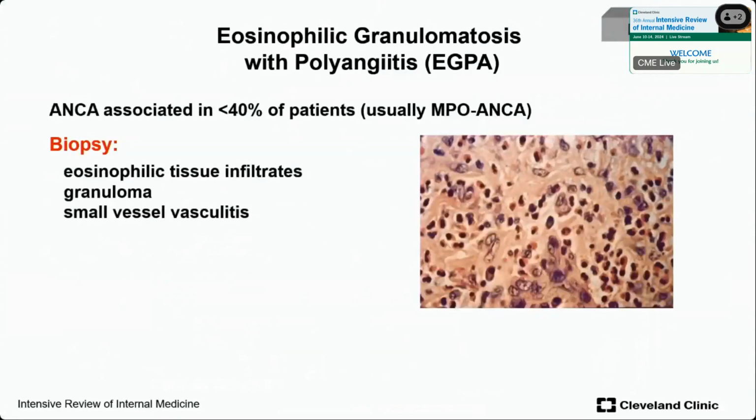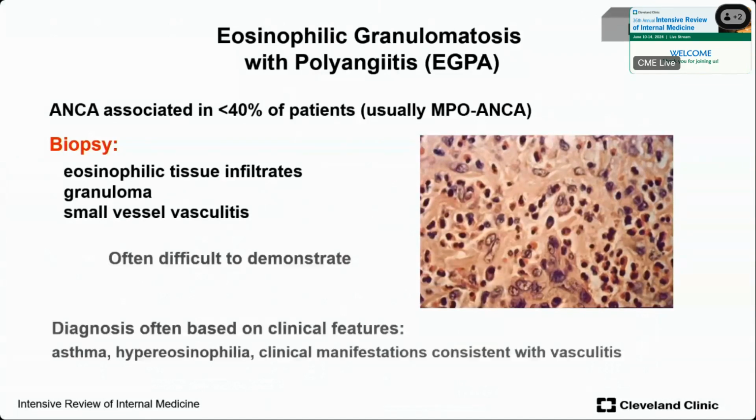Now, although this is considered within the family of ANCA-associated vasculitis, ANCA is in fact seen in less than 40% of these patients, and when present is usually a myeloperoxidase P-ANCA. Biopsies can reveal eosinophilic tissue infiltrates, granuloma, and small vessel vasculitis, but these are often difficult to demonstrate, such that the diagnosis is often based on clinical features, typically including asthma, hypereosinophilia, and clinical manifestations consistent with vasculitis.